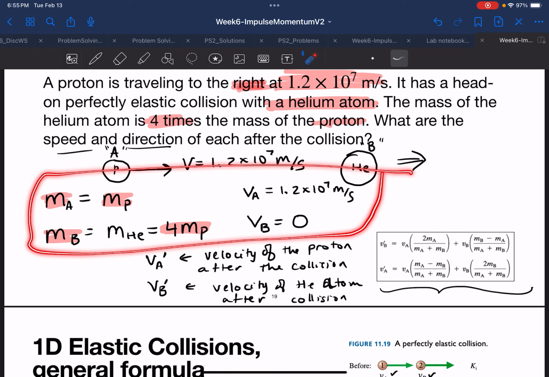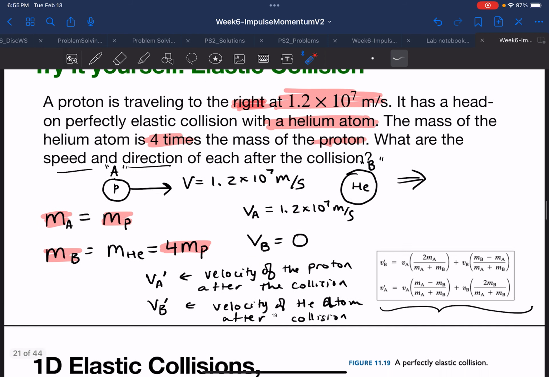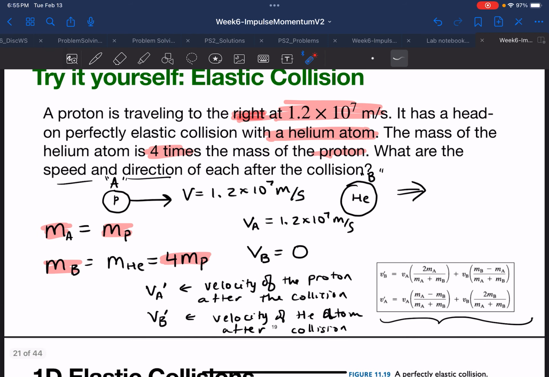From here on out, it's just a matter of plugging in the appropriate numbers. And note that even though we're not given the mass of the proton, you will not need to know what it is. This MP factor will drop out everywhere it appears, because for MA plus MB, you're going to be plugging in MP plus 4MP. So you're going to have a common factor of MP everywhere, and the mass of the proton drops out.